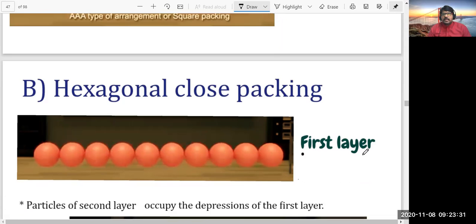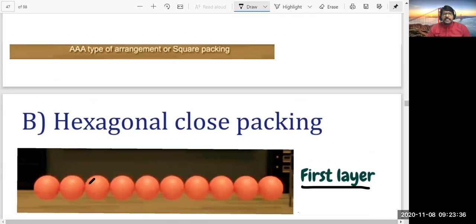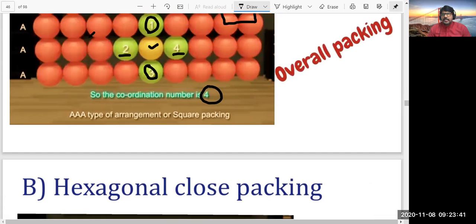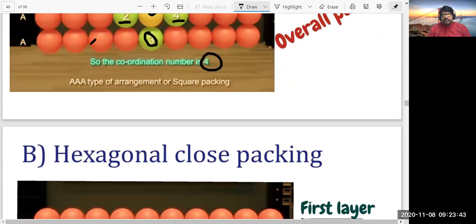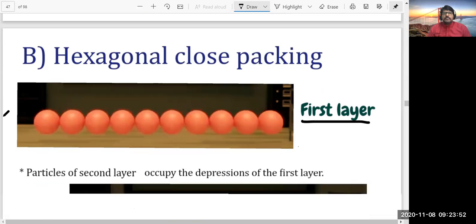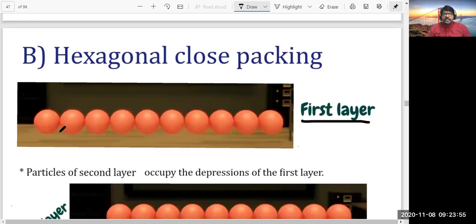And this is the arrangement of particles in the first layer. In square close packing and hexagonal close packing, two-dimensional, the first layer arrangement is the same. The difference is in the second layer. In case of the second layer, the particles, instead of lying exactly below, occupy what we call depressions. So here they are in the depressions of the first layer.